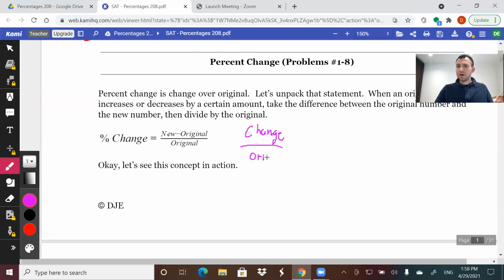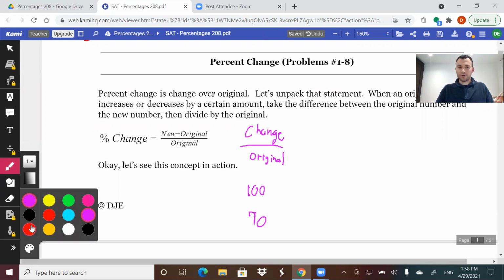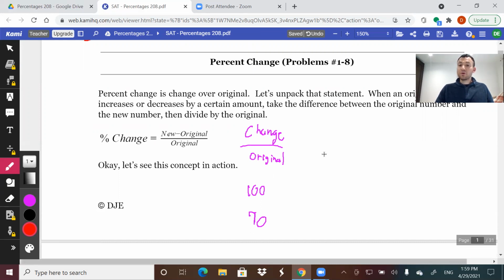Easy example, say I have a shirt that's $100. This shirt goes on sale for $70. We know that it decreased by 30%, right? We know that it changed by 30%. And that's easy. Whenever you use 100, it's really easy to see the percent change. But the way you'd actually do this, so this is original, this is new, is you take the difference between the original and the new.